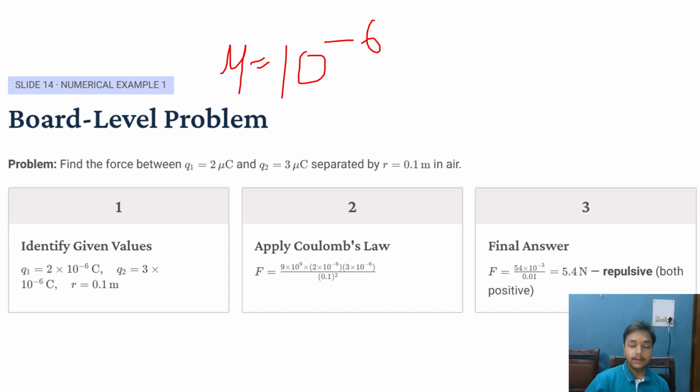Okay, so we'll apply Coulomb's law. F is equal to K, where K is equal to 9 into 10 to the power 9, multiplied by 2 into 10 power minus 6 into 3 into 10 power minus 6 upon 0.1 square. So when you calculate this, you will get the answer as 54 into 10 power minus 3 upon 0.01, which is equal to 5.4 newtons, and the force would be repulsive as both of the charges are positive.